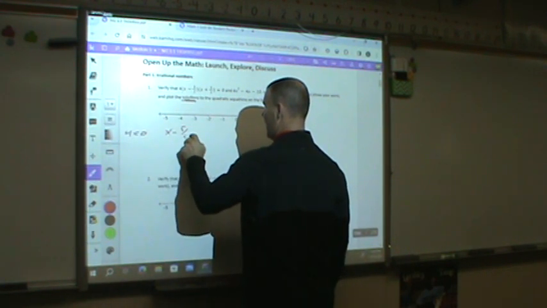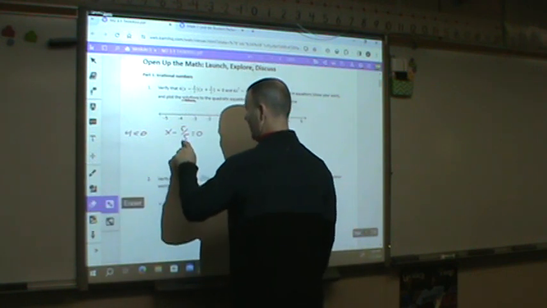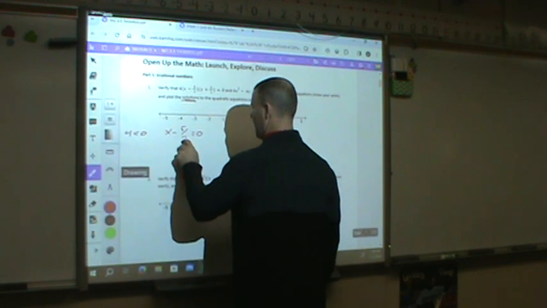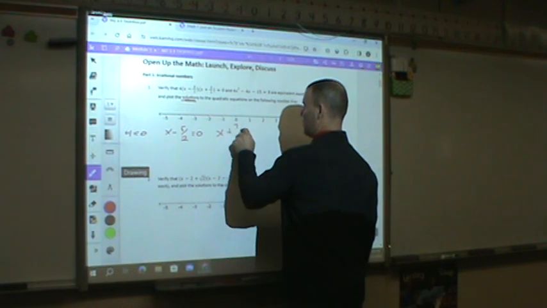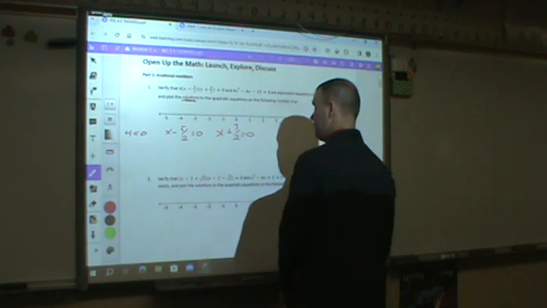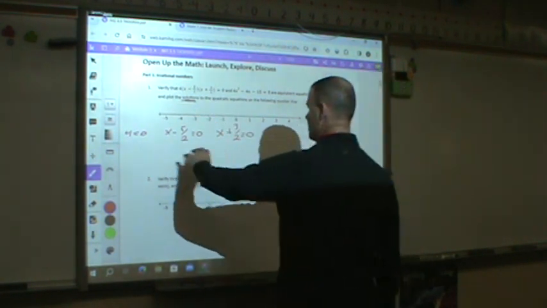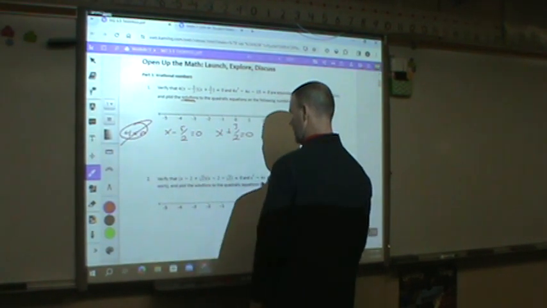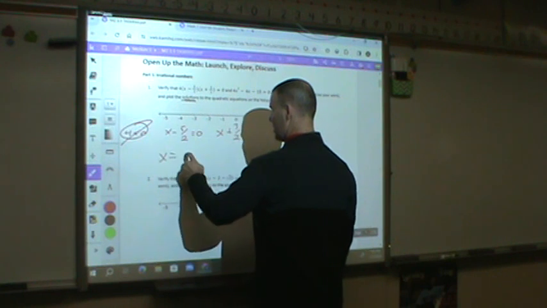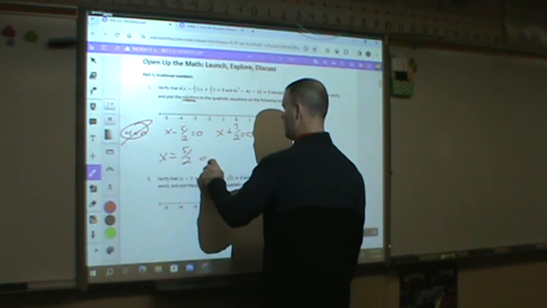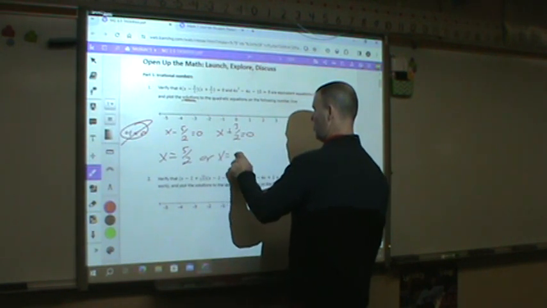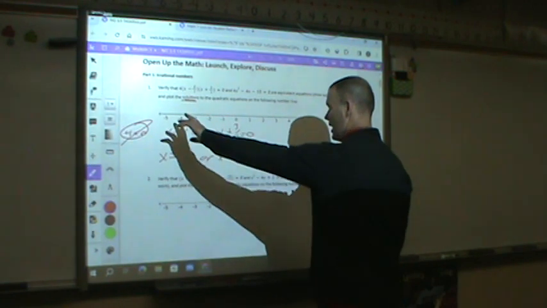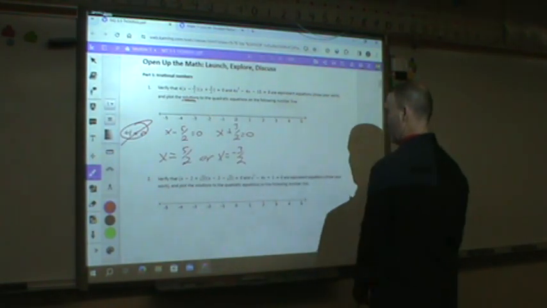So x minus 5 halves equals 0. That should be 5 halves, not 5 over 5. And x plus 3 halves equals 0. When we solve, we move everything over to the other side. Well, 4 equals 0. That's actually a factor, but it doesn't equal anything. x is going to be equal to positive 5 halves, or x is going to be equal to negative 3 halves, if we add 5 halves to both sides and subtract 3 halves.